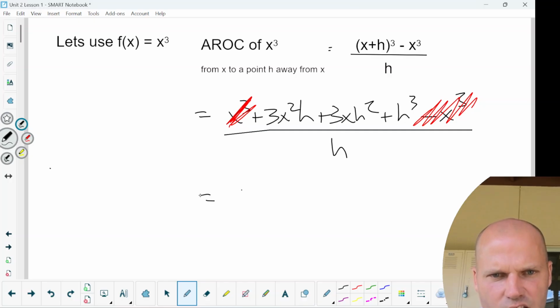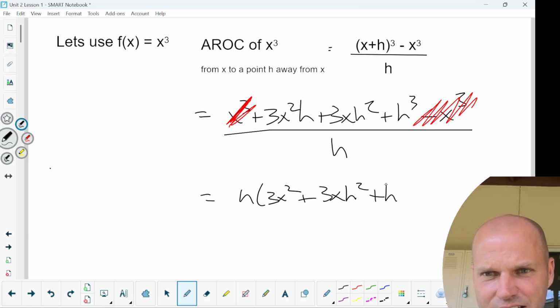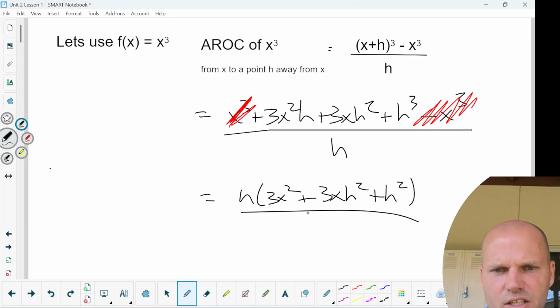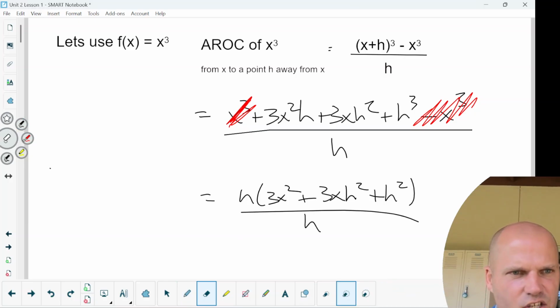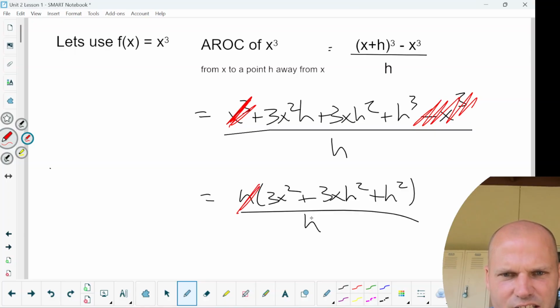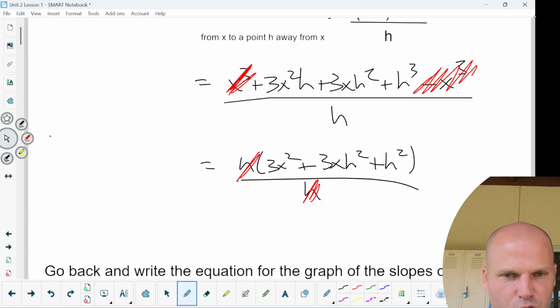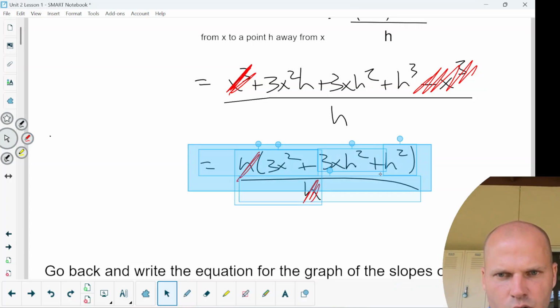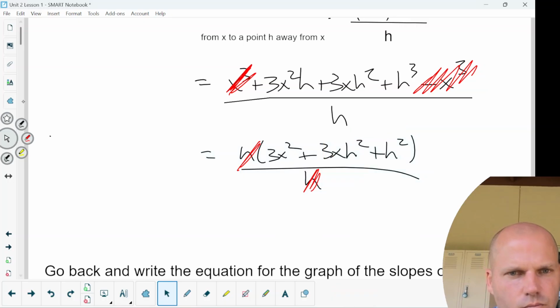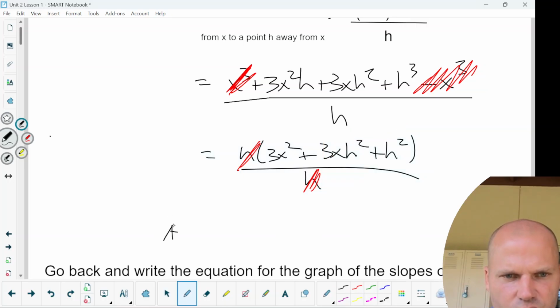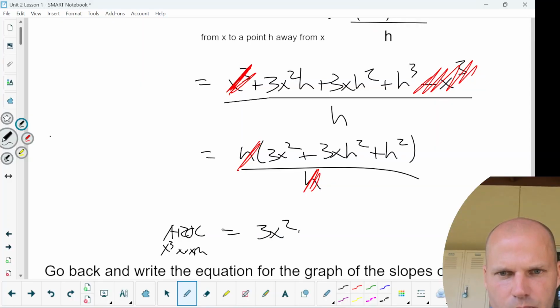Now we pulled out the h, and it's like, oh man, now I got this 3xh squared. Now I got this h squared, and now I'm going to divide by h, and yeah, at least the h's go away. But this equation was a lot more cumbersome to use. The average rate of change of x cubed from x to x plus h was a lot more cumbersome to use.